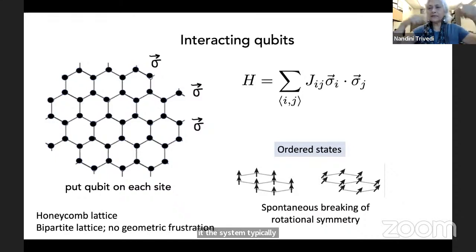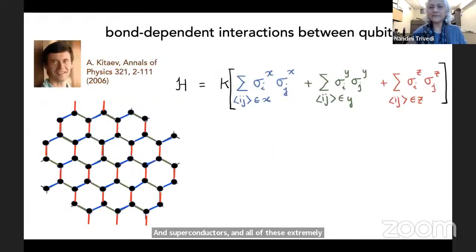It will break this rotational symmetry of the spins and spontaneously pick a direction. And depending on the kind of interactions you have, it will order into a ferromagnet or some other pattern. So that has been a very big thrust in the field, to understand these spontaneously broken states and how they lead to long-range magnetic order. And that's the way we get our magnets and superconductors and all of these extremely interesting states that the field has been focused on for many years.